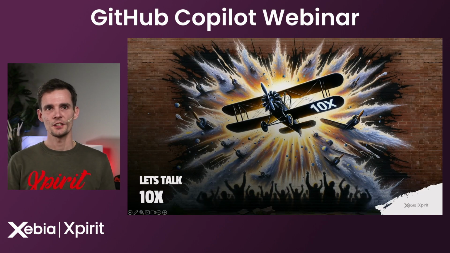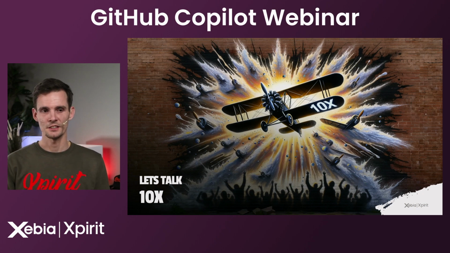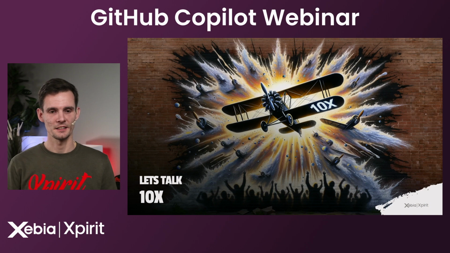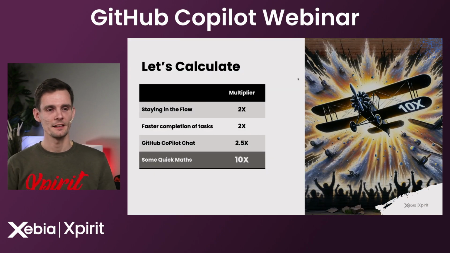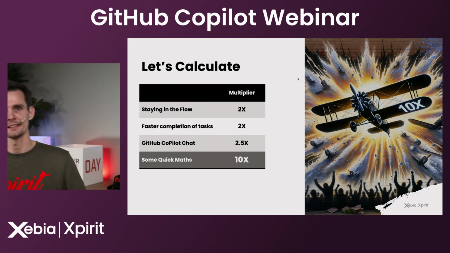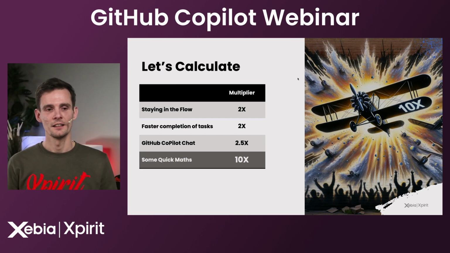So my presentation is about 10x, and 10x is really fake. Is it 10 times more productive? Is it writing 10 times more code? Is it being 10 times more happy? I made a little calculation because 10x is really subjective.